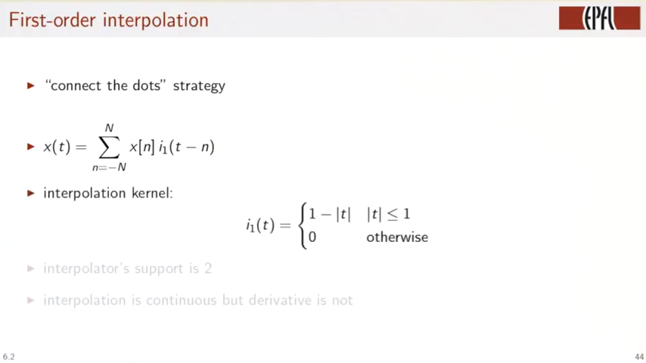This interpolation kernel is also called the hat function or the triangle function because it's simply 1 minus the absolute value of t on the interval minus 1 to 1. The support now is of length 2, so it's longer than the previous interpolation kernel, and the interpolation is now continuous even though the derivative is not.